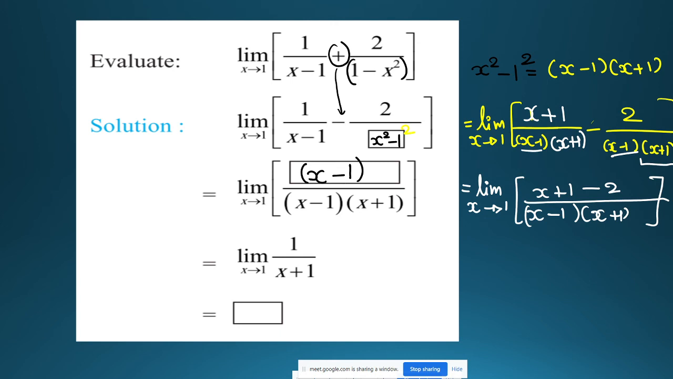Okay. After this, my question is, can I cut this x minus 1 with this x minus 1? Yes, we can, because my x tends towards 1, but my x is not equal to 1. Hence, we can do this. Right? So what is left? 1 is left on top, and x plus 1 is left at the bottom.